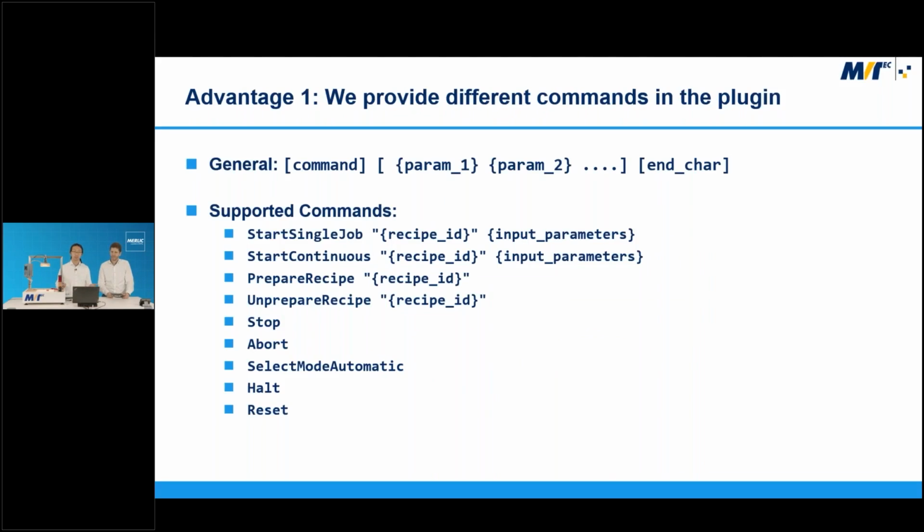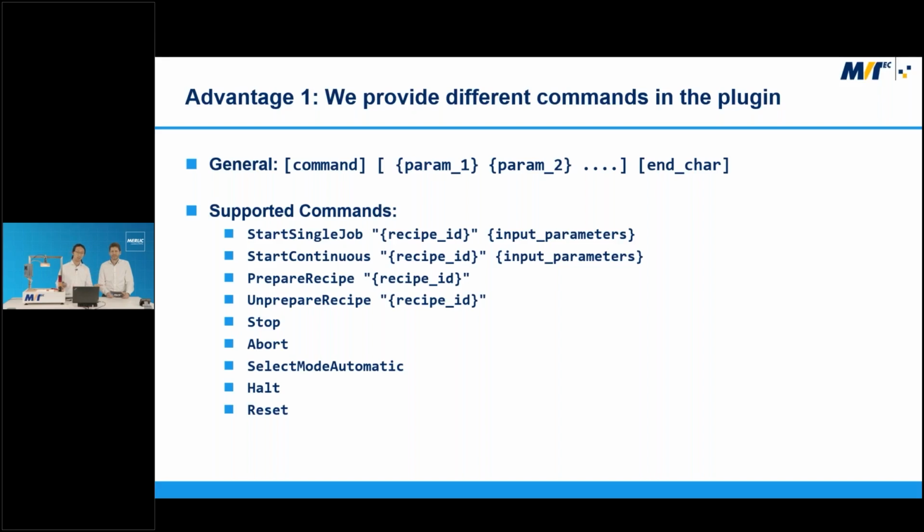Here, we want to introduce you some advantages with the TCP socket plugin. The first advantage is we provide different commands in this plugin. Using these commands, you can control your vision system with the suitable behavior, such as start single job, start continuous job, prepare and unprepare recipe, etc. And in general, a message of the command consists of the command itself, the parameters, and sometimes also an end string.